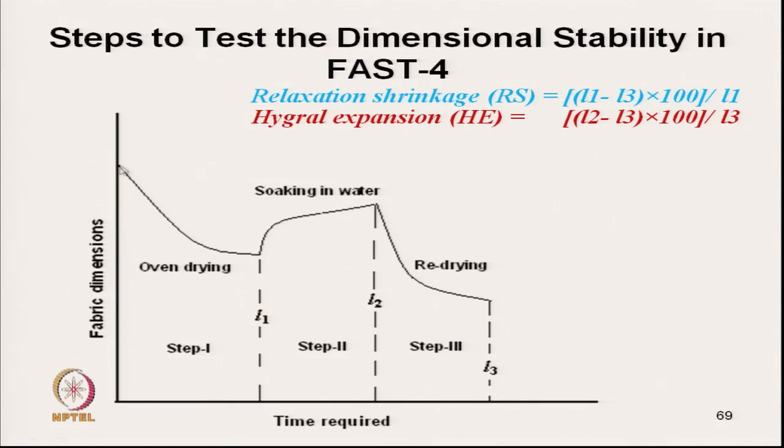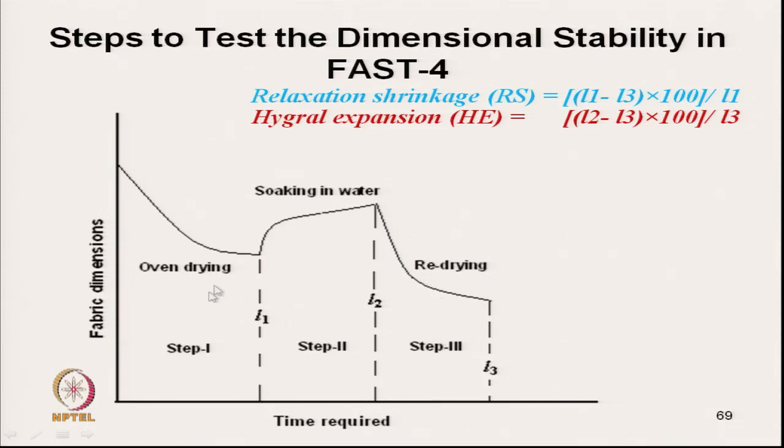This is the diagram which shows the fabric in the initial stage, and then it is oven dried, and this is the step 1. After step 1 we get the value L1, and once it is soaked it gets expanded. It may not always expand; for this example it is expanded, but it may contract. Here after soaking the dimension has become L2 due to the swelling of the structure, and then after re-drying, it has come back to L3.